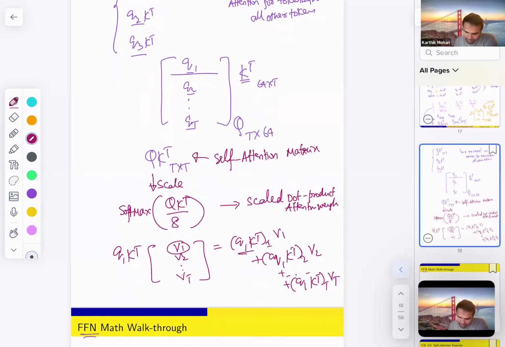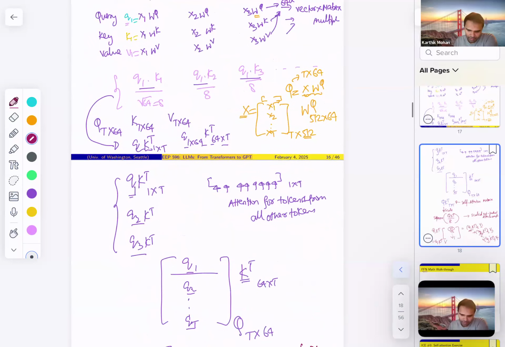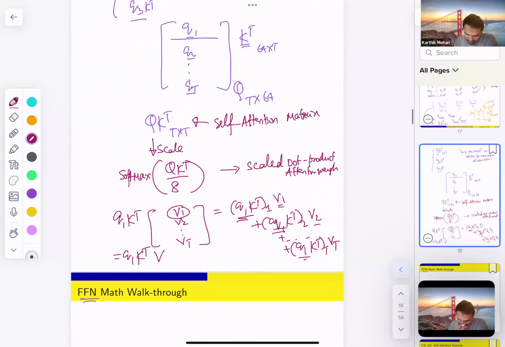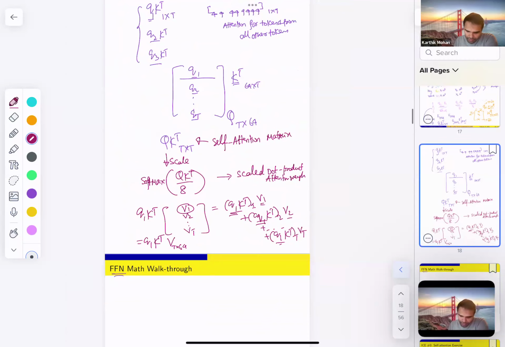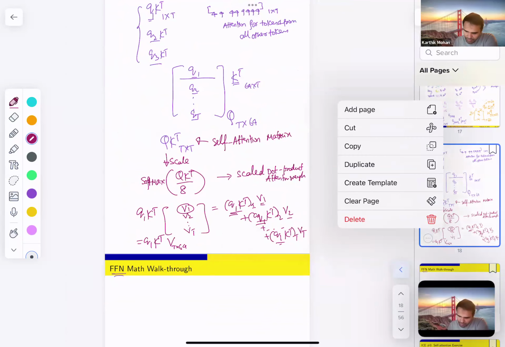So you get all the attention weights, but you just have to multiply it by the value vectors and then sum it up. That's the weighted average, right? So this you can represent as Q1 K transpose times V. So V is what dimension? T by 64. Okay. So this is T by 64. If you put it together, let me add another page here.